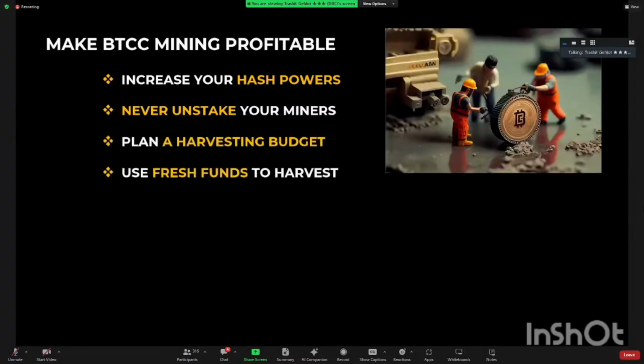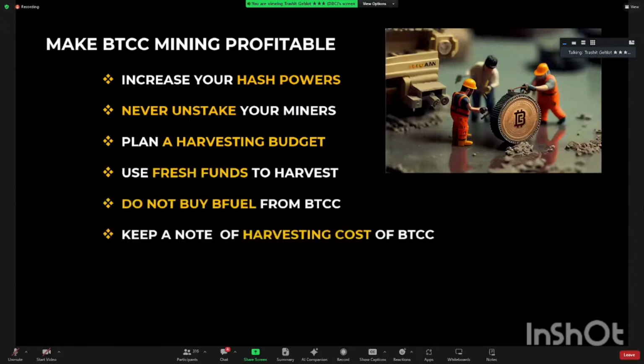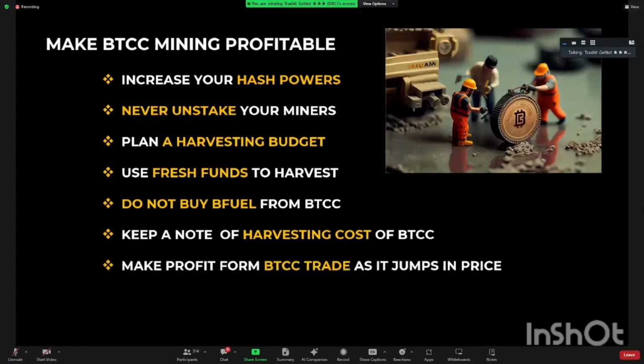So plan a harvesting budget. Use fresh funds to harvest. Do not buy blue fuel from BTCC. Keep a note of the harvesting cost of BTCC. So whatever you are harvesting, please keep a note of it. At what rate you have your mining, right? So make a profit from BTCC trade as it jumps in price. So you must know when you want to sell your BTCC, right?